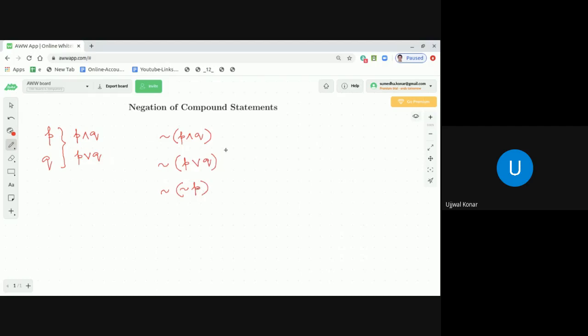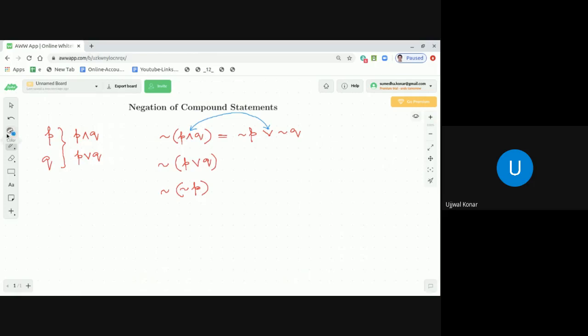The first is the negation of P and Q. The negation of P and Q, dear students, is negation of P or negation of Q. And notice one thing very important. Here on the left hand side, there is and, that is the symbolic representation of and. But on the right hand side, what we get is that it actually becomes or. If you notice this, on the left hand side it is and, on the right hand side it becomes or.